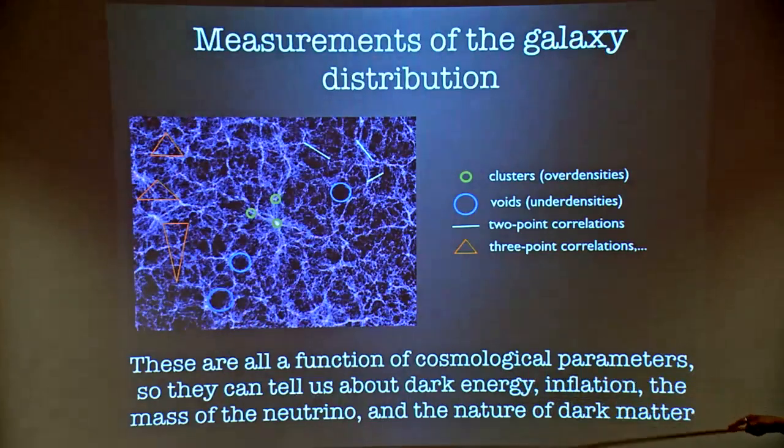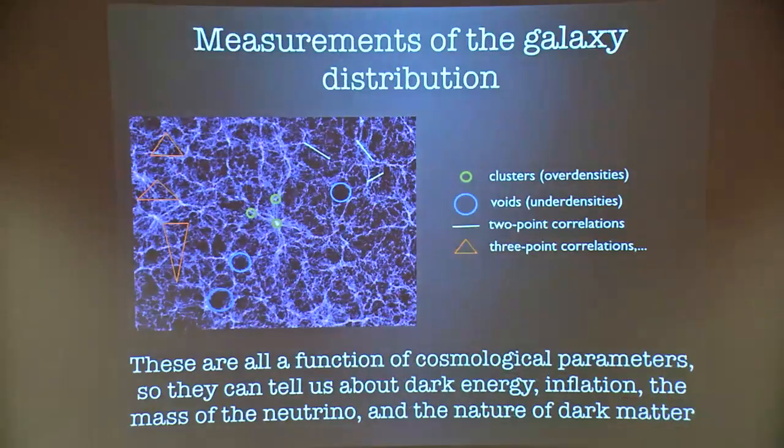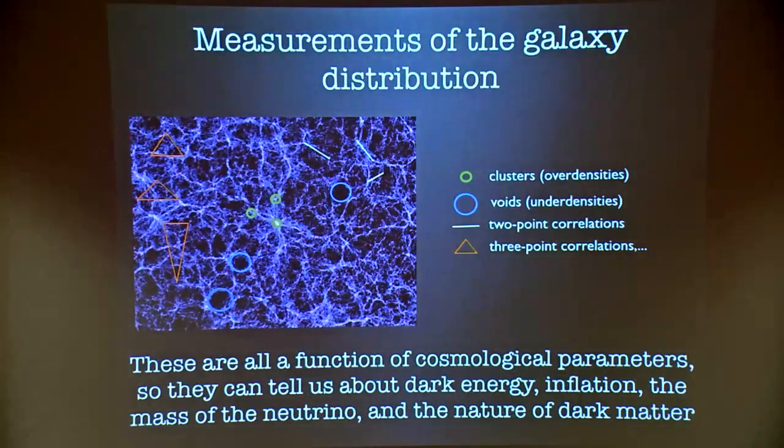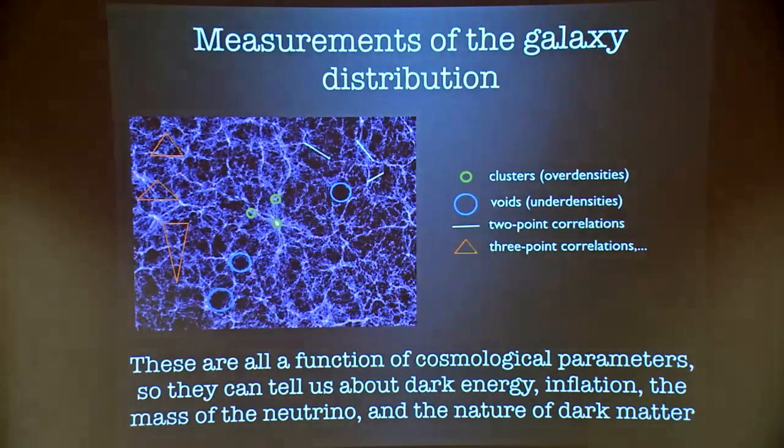And so if I measure this map really precisely, they can tell us about what dark energy is, what dark matter is. They can even tell us about the physics of inflation and the mass of the neutrino, because those things actually have an impact on the galaxy distribution, which is quite amazing. So here's a simple version.